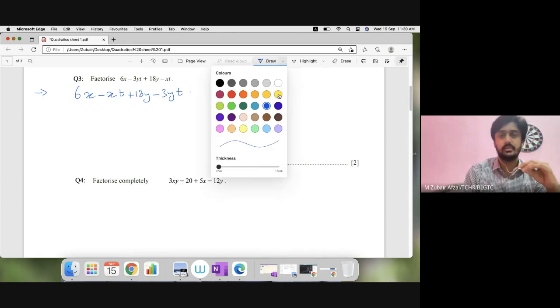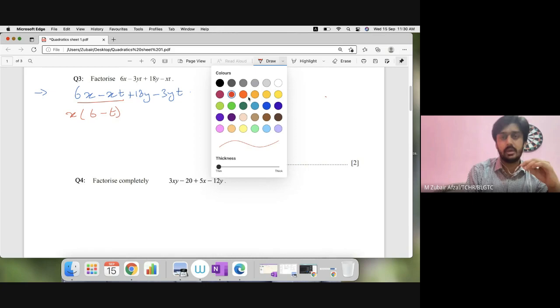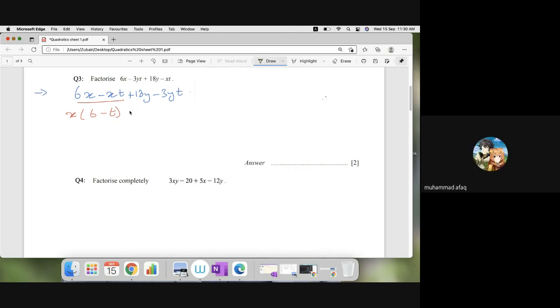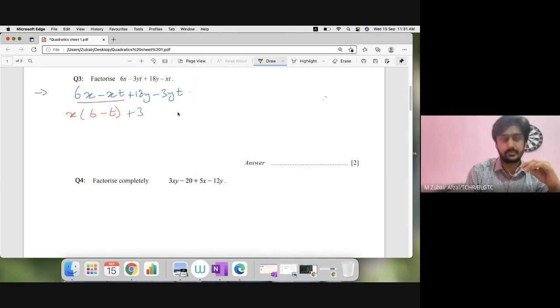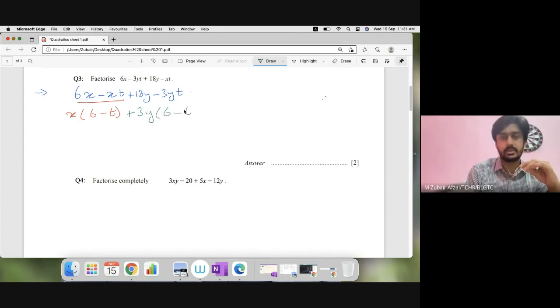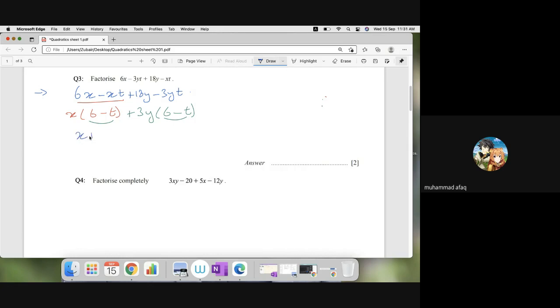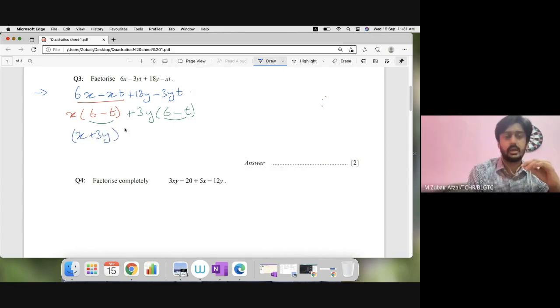Any objection? No sir. This is just the rearranging, and then we have x as common in the first one. This is 6 minus t, and then we have 3y in common. So this is 6 minus t again. When we get these two brackets the same, x plus 3y and 6 minus t, we write our answer in the answer space.